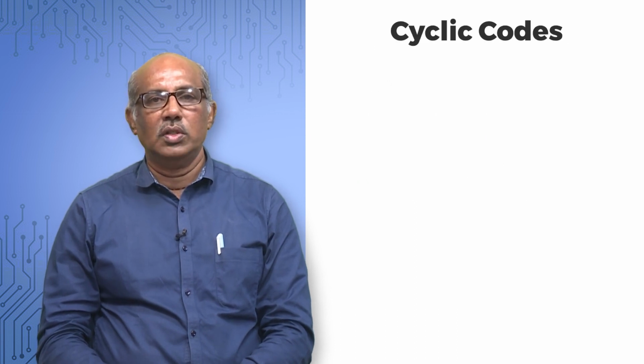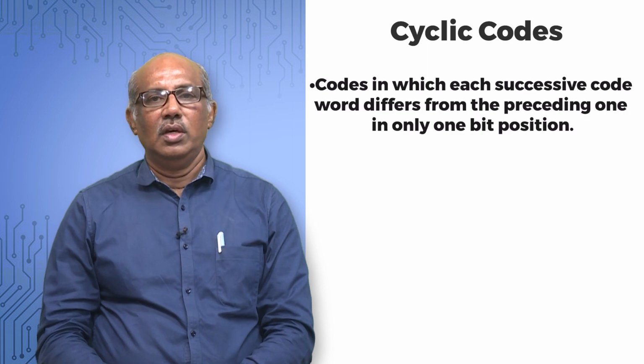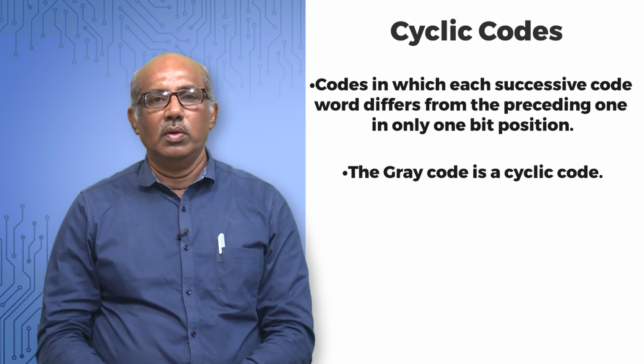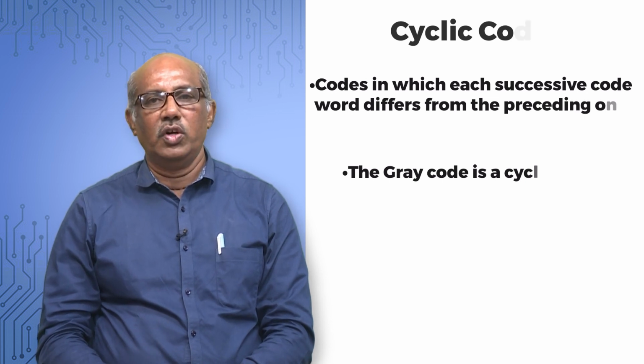Now, we come to the next type of code, that is the cyclic codes. Codes in which each successive code word differs from the preceding one in only one bit position. So, the example is the gray code. The gray code is a cyclic code and is commonly used for translating analog quantity to digital form. So, we use the gray code principle for measuring the speed of a motor shaft.